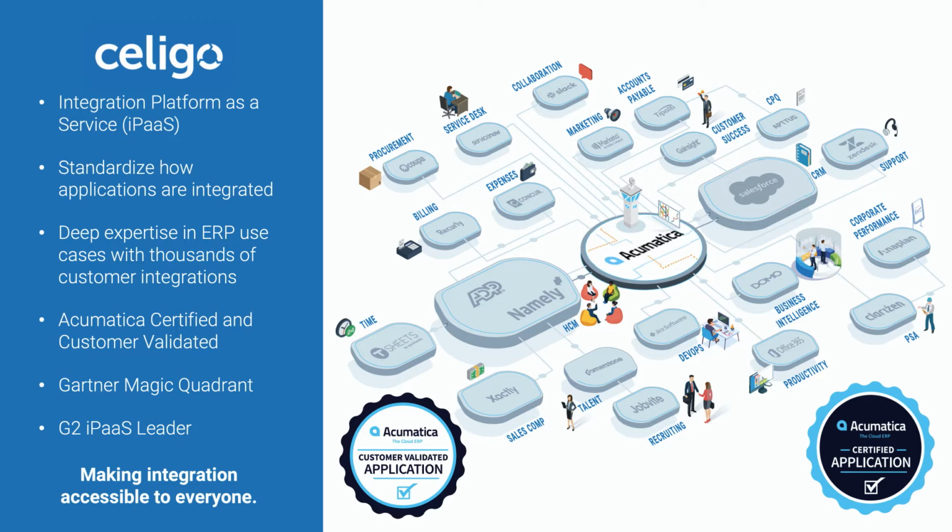Celigo has a deep expertise in ERP use from the thousands of customers we've integrated over the last 10 years. We are an Acumatica certified and Acumatica customer validated application, so you can find us in the Acumatica marketplace. You may have seen us in the Gartner Magic Quadrant for the last several years, and we're also a G2 iPaaS leader. Our goal is to make integrations accessible for everyone in the organization, from the technical developer all the way to the line of business user.